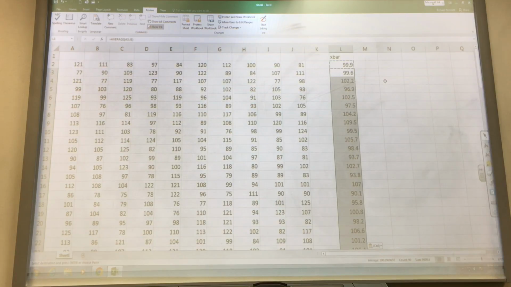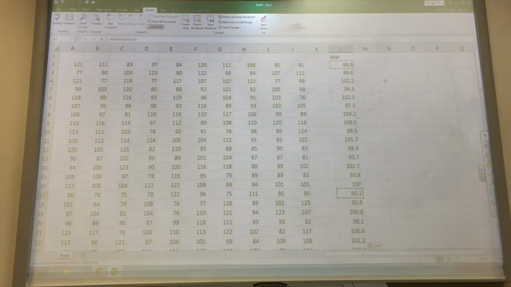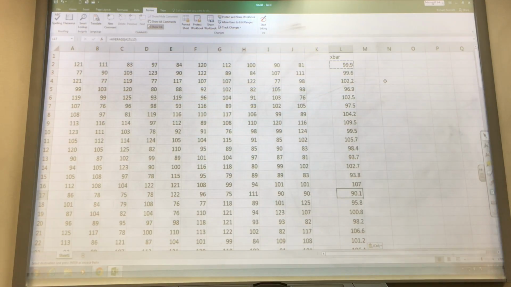So you can see here 102, 96, 97, 100, 109, that was pretty high. 93, 90, that was pretty low. Yes? Sorry, how do you make it so all your numbers don't change? Okay, so copy the whole sheet, and then do a paste special. Click on the 1, 2, 3. Oh, okay, thank you.